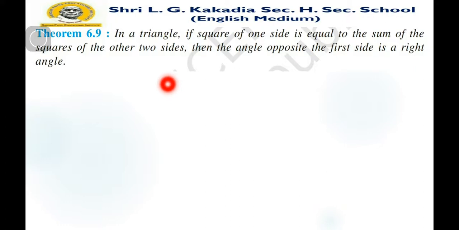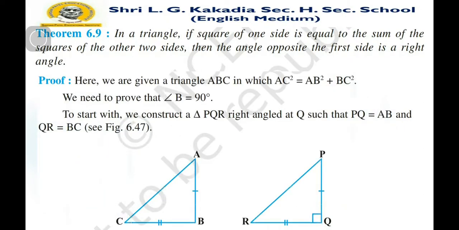So now we are going to prove that here, given that the square of one side is equal to the sum of the squares of the two other sides. Let's start the proof. Here we are given triangle ABC in which AC square is equal to AB square plus BC square, but it is not given that any angle is 90 degrees. We need to prove that angle B is equal to 90.